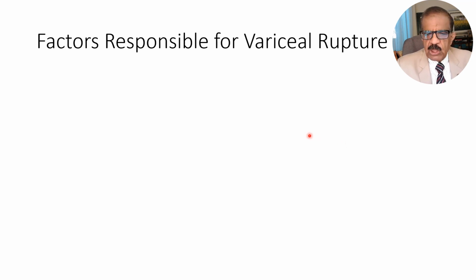Now, what factors are responsible for variceal rupture? Because a patient with chronic liver disease has varices. Almost all of them have, unless somebody has relatively early cirrhosis. But all those patients who have moderate to advanced disease have varices. And when we do endoscopy, we find them. But many of them do not rupture. There are certain factors which can lead to rupture, so it's important to identify those factors, because if they're controlled, then maybe we can prevent rupture.